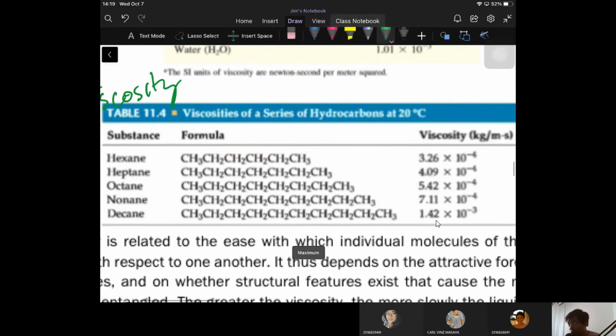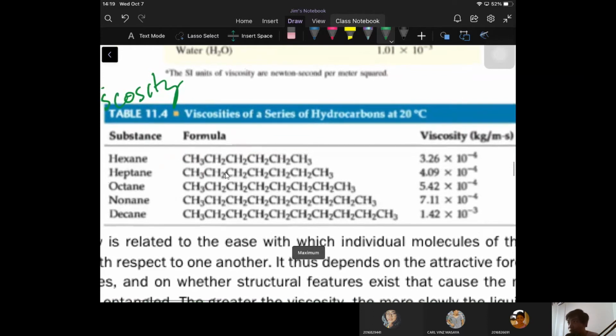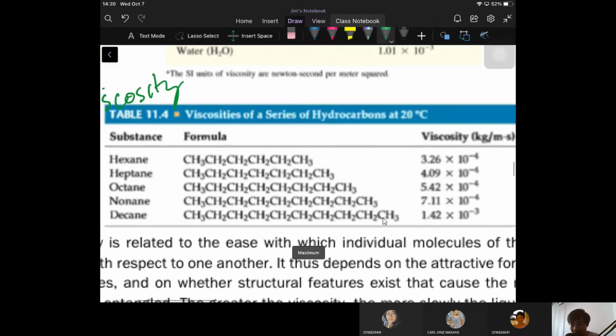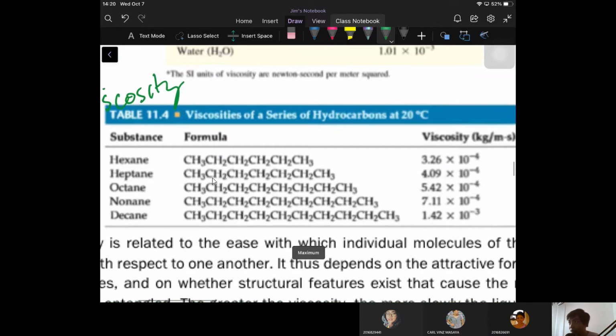Sa decane, that's 1.42 times 10 raised to negative 3. Mas mataas. So, ibig sabihin nun, the higher the London forces lang mga to kasi nonpolar bonds yan, no? So, London forces yan lahat, no? So, the higher the London force, the higher the viscosity. Okay? So, the higher the London force, higher IMFA, higher viscosity, mas malapot, no?